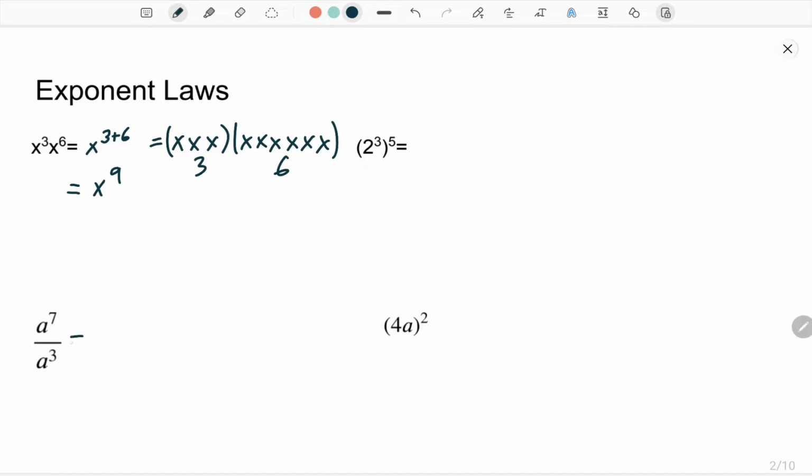Okay, let's look at division. So for division, we have a similar law, but this time instead of adding the exponents, we're going to subtract the exponents. And so in this case, if you have a to the 7 divided by a cubed, it's going to be 7 minus 3 in the exponent, which will be a to the 4.